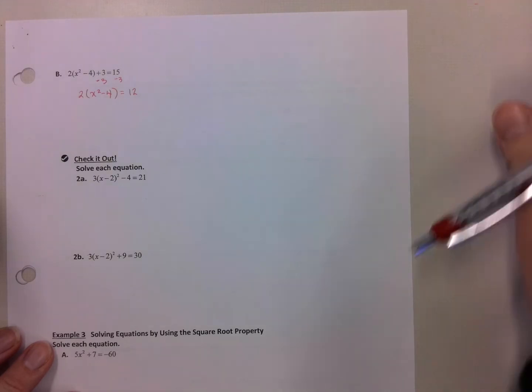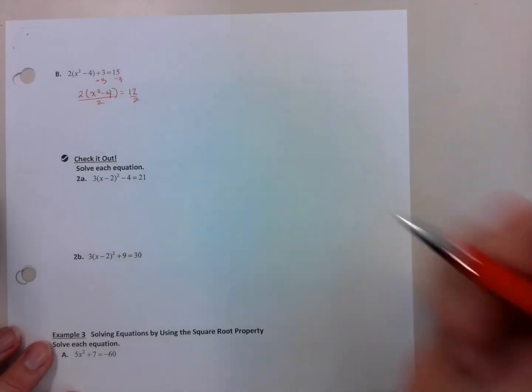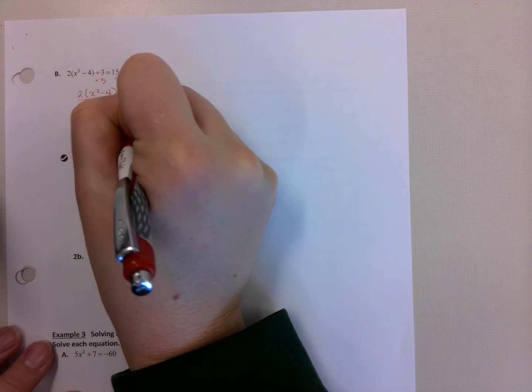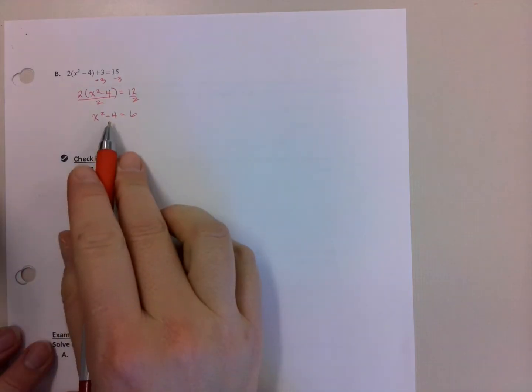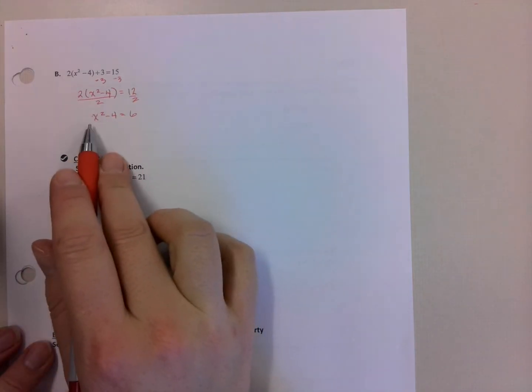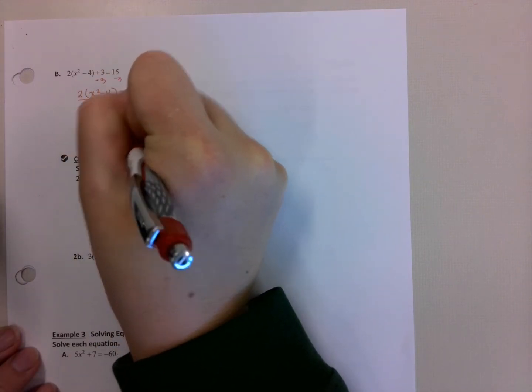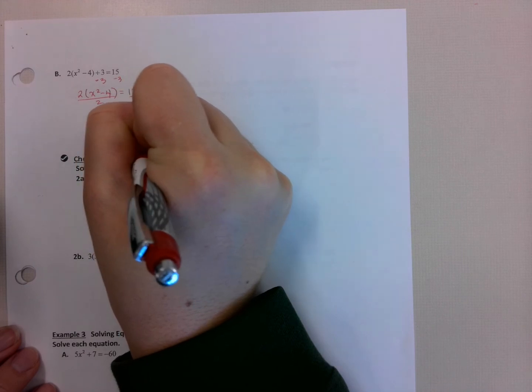All right, now that I have that, I am going to just divide out the 2, but you could distribute it. I've chosen to divide it out, so I have x squared minus 4 equals 6. And here's the deal. That power is only on the x, so I want to isolate that by adding the 4, and then I have x squared equals 10.